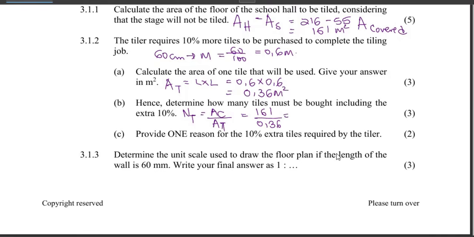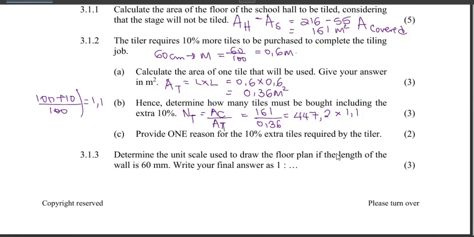So we have 447.2. Now, in this scenario, what do we do? Let's increase by 10%, including the extra 10%. So we shall multiply by 1.1. Why am I multiplying by 1.1? Because it's extra. I need to increase this by 10%. So I got my 100, I added the 10%, and I divided by 100. That's where I got it.